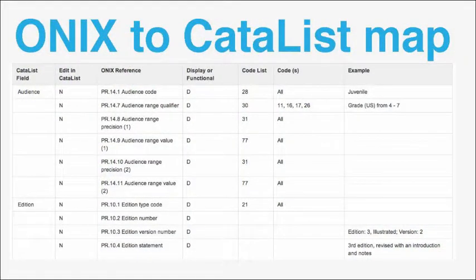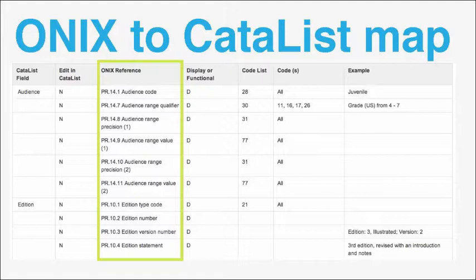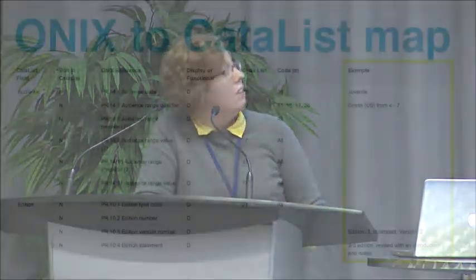There's a couple of important things you want to look at when you're looking at this. The first is your ONIX reference. Now that's, for those of you who are handling ONIX files, that might mean something to you. That's where in the ONIX file you are going to find the piece of information that you're looking at on your CataList page. If that number means nothing to you and you'd like it to mean something to you, please feel free to come talk to me afterward and I will point it out. But for now, that's where you're going to find it in your ONIX file.